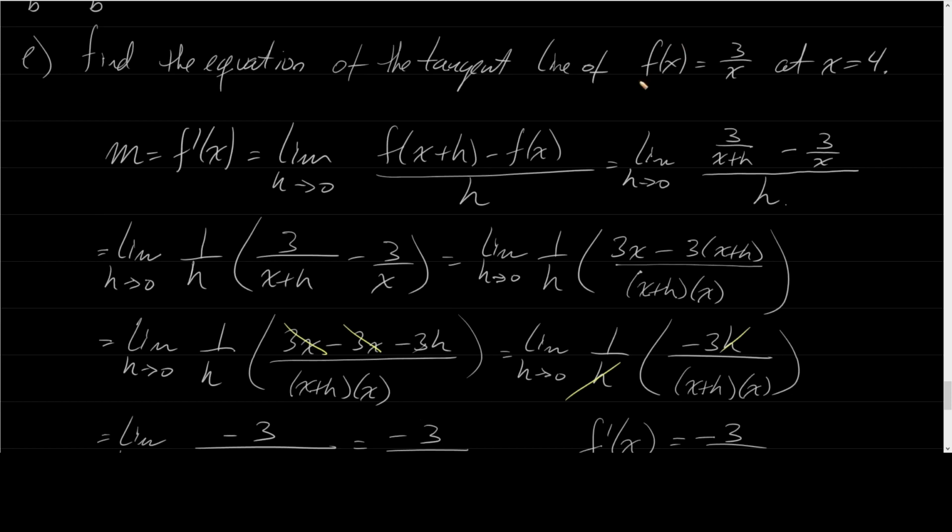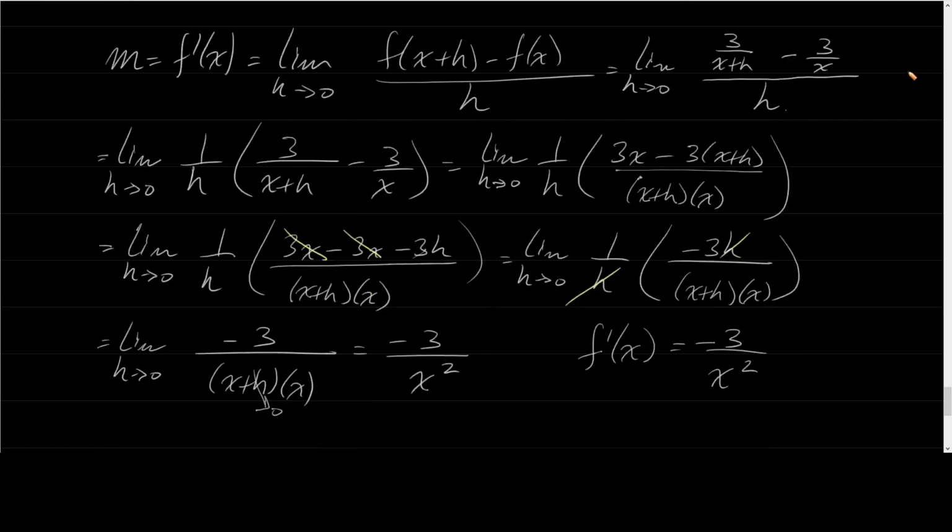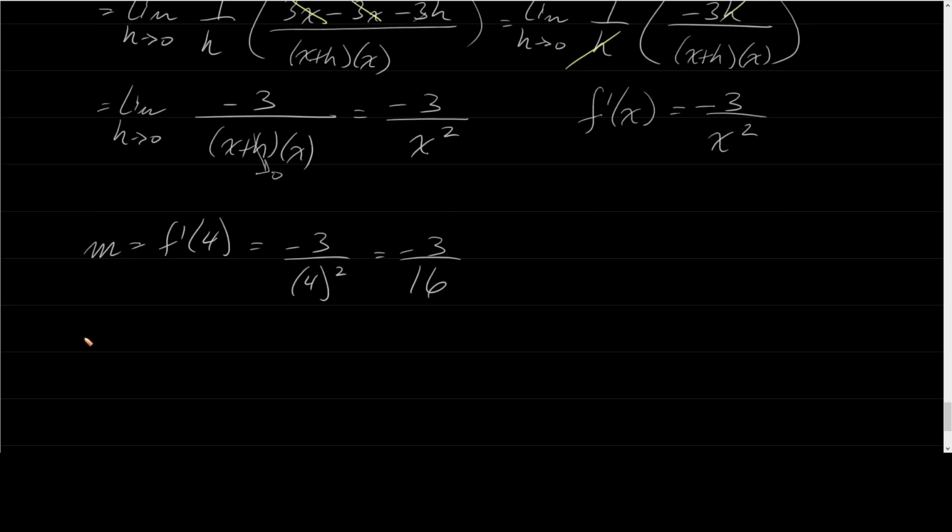How do we find a point? Well, I've got f of x and I've got the x value, so I need to evaluate the point at 4. So I have f of 4. Let me rewrite that. Let's just recall first that f of x is equal to 3 over x, so f of 4 is 3 over 4.